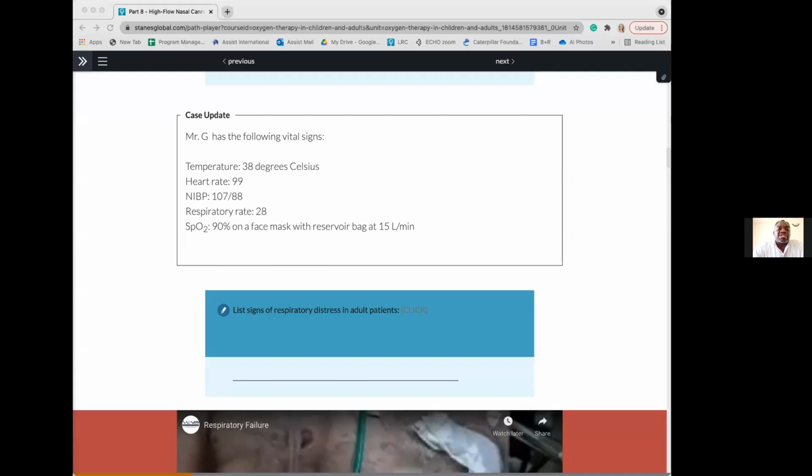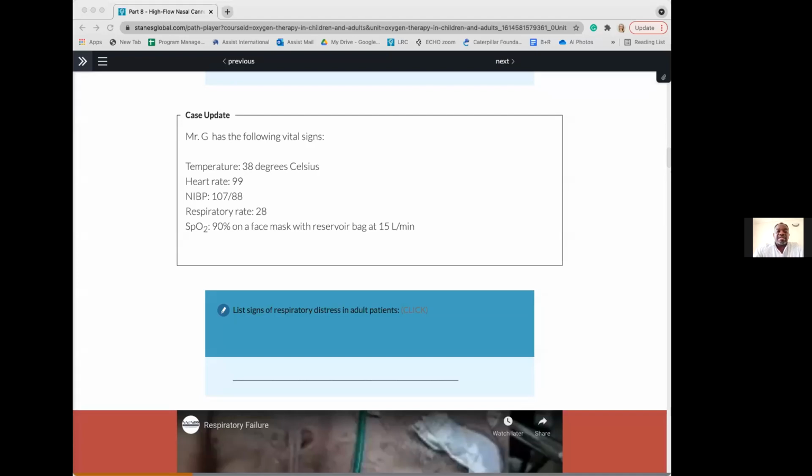So Mr. G, after you go reviewing, you found that he has the following vital signs. His temperature is 38 degrees Celsius. His heart rate is 99. His blood pressure is 107/88 millimeters of mercury. His respiratory rate is 28. His saturation is 90% on face mask with reservoir bag at 15 liters.